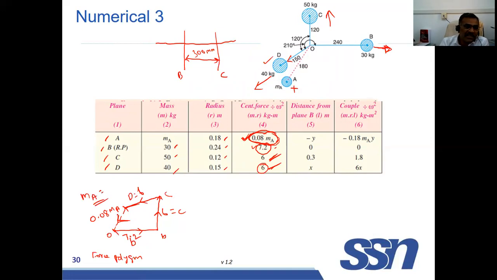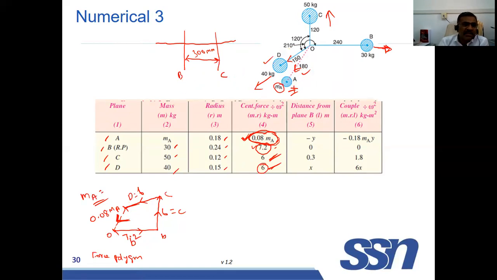What is the direction? This will be the direction. So this is a mass MA. Now we know the mass MA and the direction also. So now what we are going to do is, but the problem is the positions of A and D are not known. You assume that.